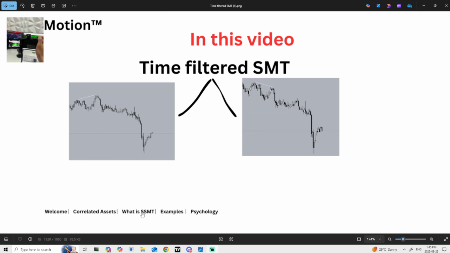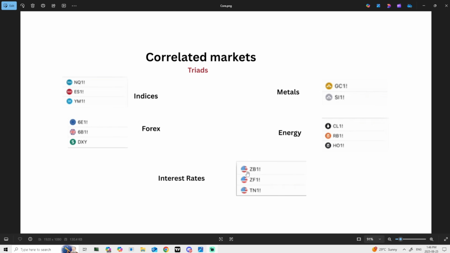Correlated assets, these are triads. A triad is when we have 2 or 3 assets in the market that are very correlated. The indices triad: futures, ES, and YM. Second, the forex triad, the second best one: EU, GU, and then DXY. I would suggest indices and forex are the best to use, so focus on these two. Then the interest rate triad: ZB, ZF, and TN. Energy: CL1, RB, and HO1. And metals: gold and silver. These are the correlated markets we use for the triads.